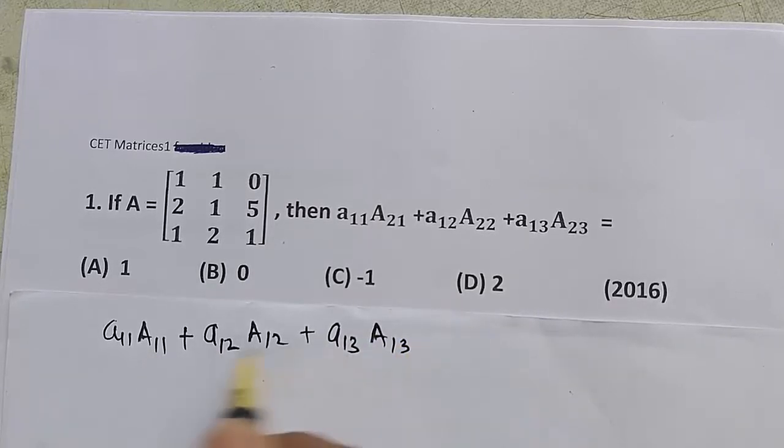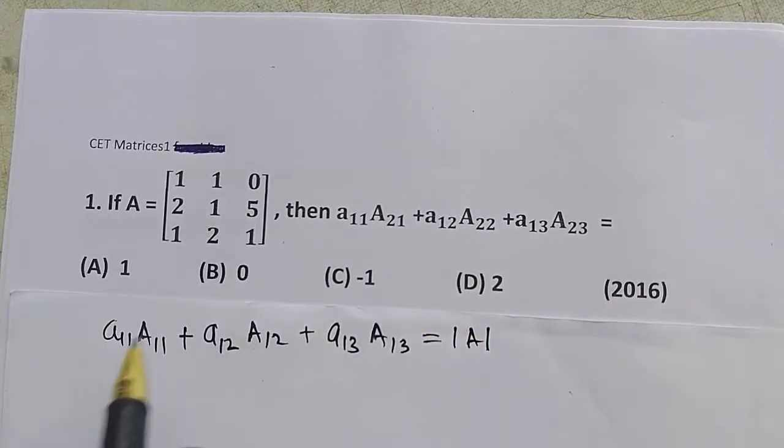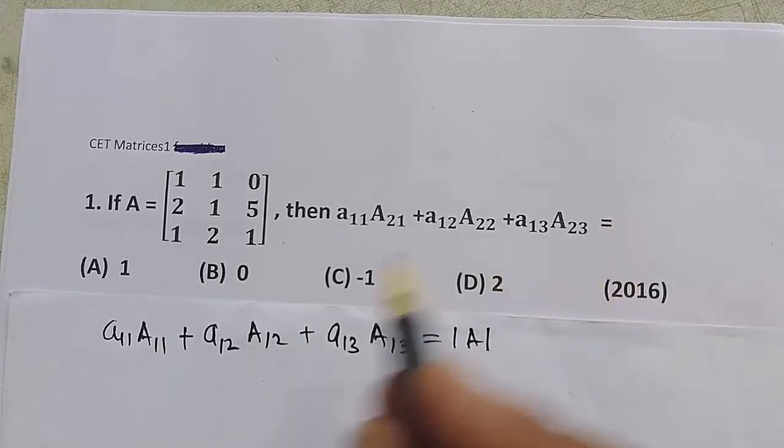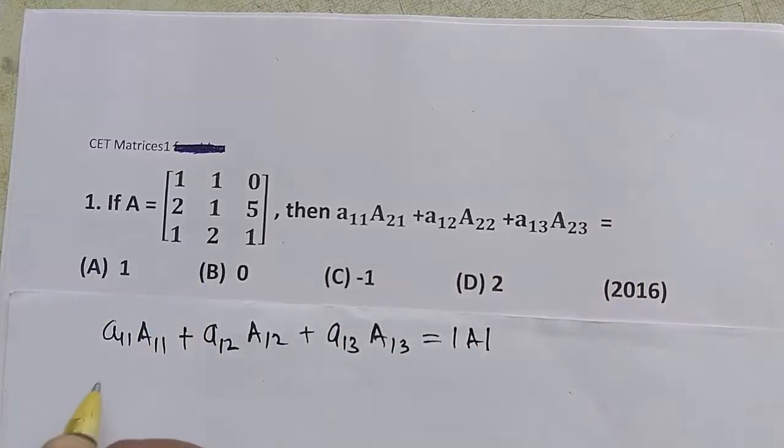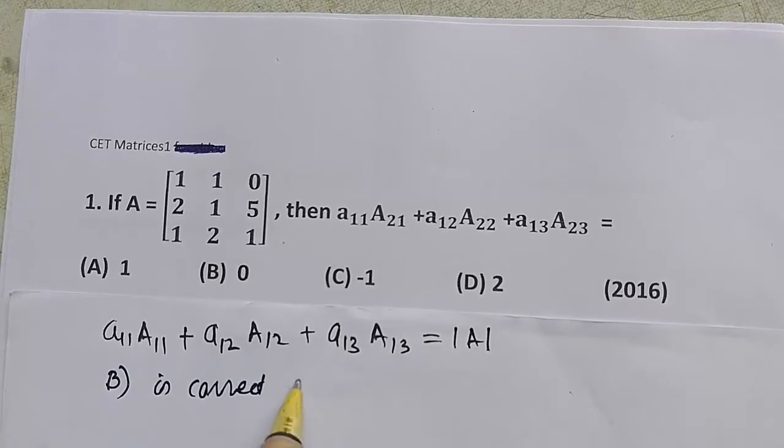then the value of this expression is determinant of A. Otherwise it is 0. So if the suffixes of small a and capital A are different, then the value of this expression is 0. And so the answer of 1 is B. B is the correct answer.